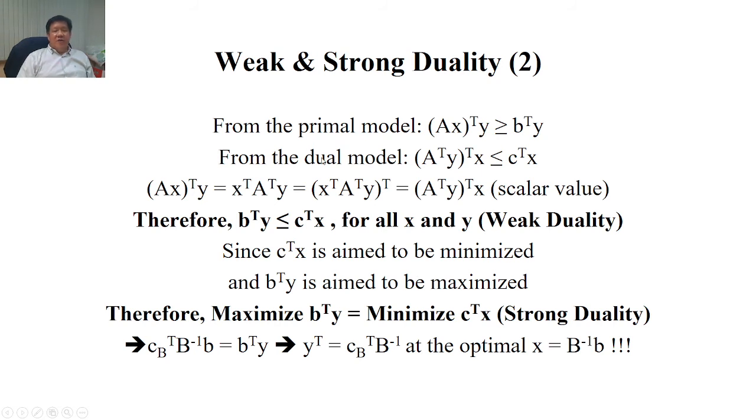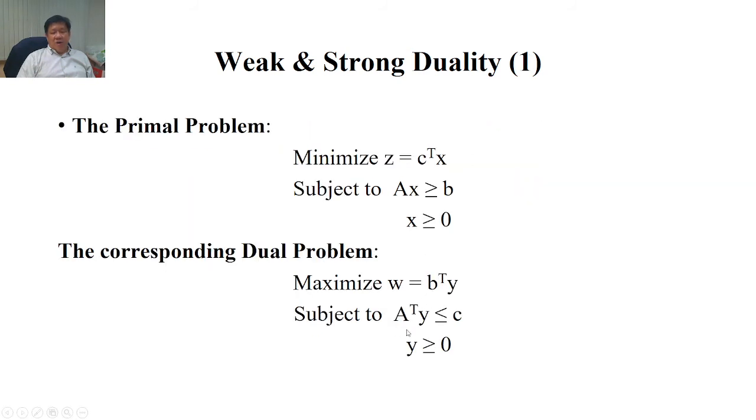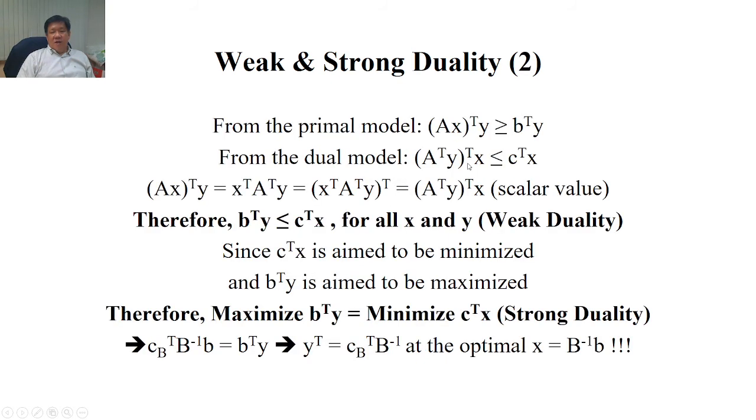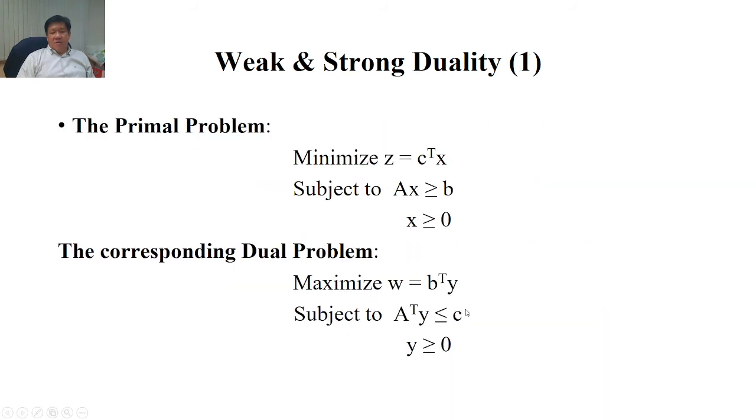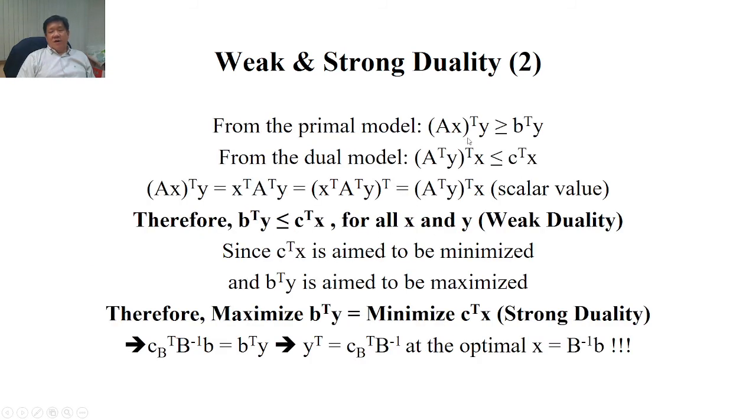We can do the same for the dual model: A transpose y, transpose, times x is less than or equal to c transpose x. We can go back and look at this formula: A transpose y, then you transpose it again and multiply by x. This one is c transpose x also. But you know that x is always non-negative, x greater than or equal to 0. Therefore, this relationship still holds, since x cannot be a negative value.